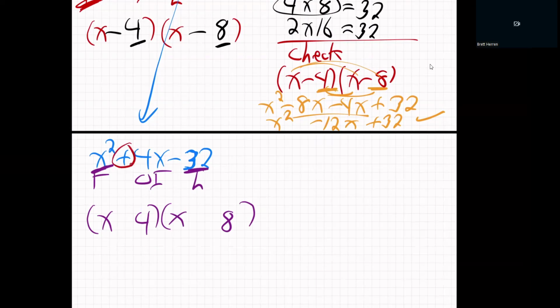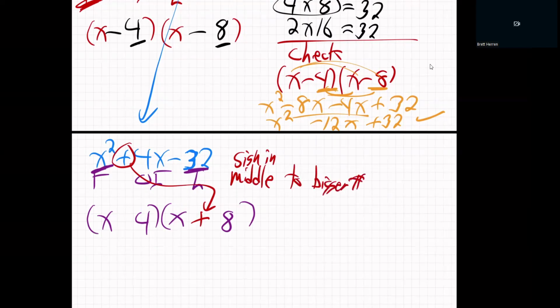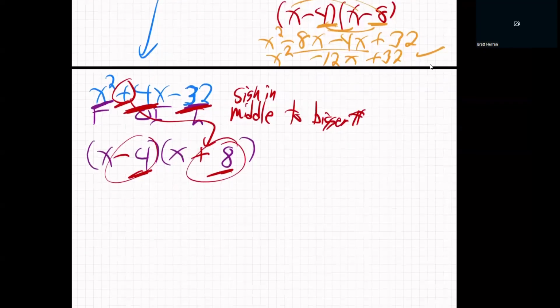The sign in the middle always goes on the bigger number, every time. 8's bigger than 4, so that sign goes there. Now, the other sign can be plus or minus, it just depends on what's going on. In this case, we need it to be minus because -4 times plus 8 makes minus 32, and 8 take away 4 is plus 4 in the middle. So there's the bottom. You can check it, I'm not going to bother. Let's put it all together now.